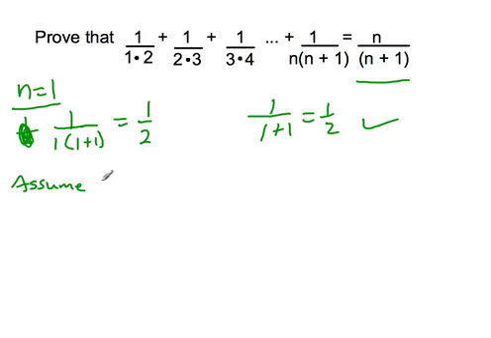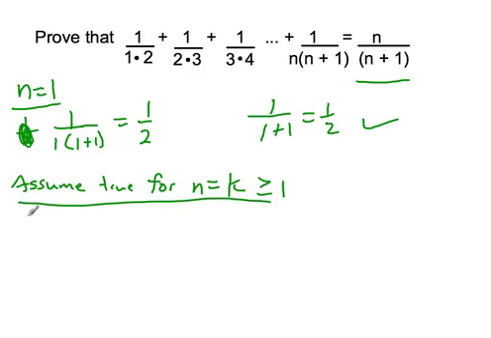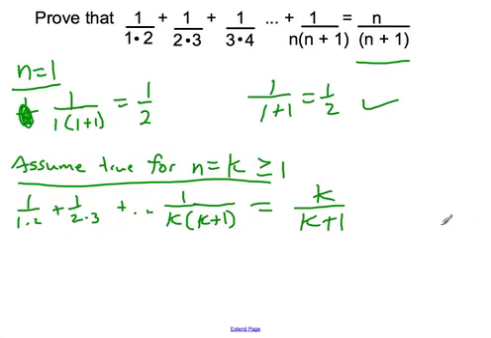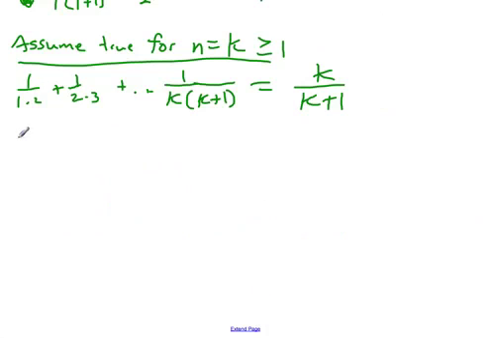We're going to assume it's true for n equals k, some k greater than or equal to 1. So that means that 1 over 1 times 2 plus 1 over 2 times 3 plus dot dot dot plus 1 over k times k plus 1 equals k over k plus 1. And then lastly, we're going to show it's true for n equals k plus 1.